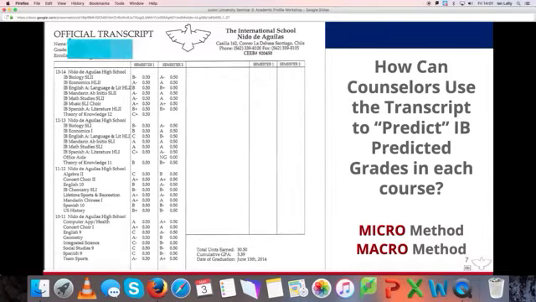Okay, so now we're going to talk about how counselors can use the transcript to predict the IB grades in a course. Basically, whether you're predicting a partial IB course or predicting yourself for a full IB diploma, you're going to look at two different methods. One we call the micro method and one we call the macro method. So starting off with the macro method, this is the big picture method.